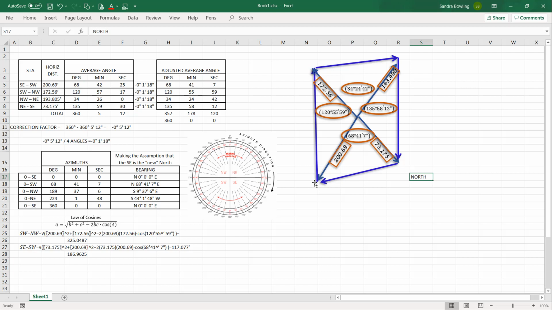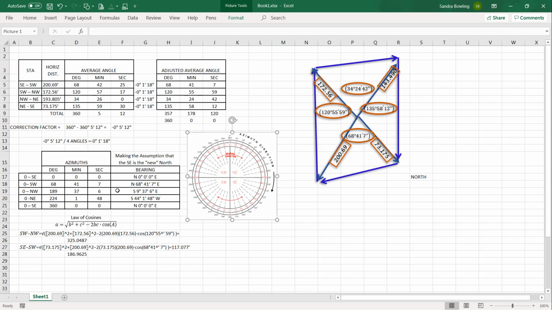If this is my north, I go 68 degrees. Then from 68 degrees plus 120 degrees gives me 189 degrees, 37 minutes, 6 seconds. Then I add the 34 to the 189, and I get 224 degrees, 1 minute and 48 seconds. When I add the 135 degrees, 58 minutes, 12 seconds to the 224 degrees, 1 minute, 48 seconds, I get back to 360. So I'm going full circle all the way around this new north line. That is how I get my azimuths.